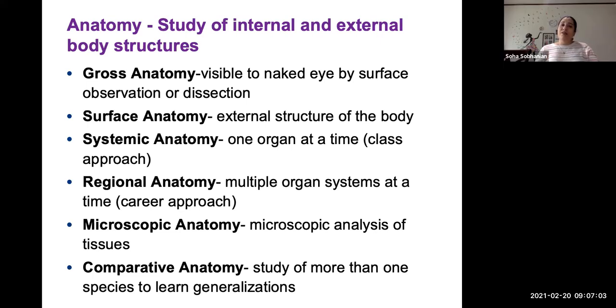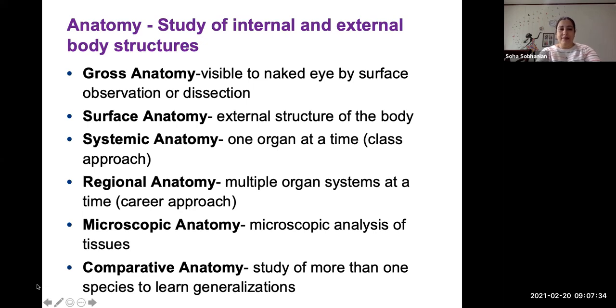This regional anatomy study is what you usually do in med school. They give you an arm and say, learn everything about this arm. Learn about the blood vessels, the nerves, the muscles, the bone, etc. We don't approach it that way. Our approach for our class is systemic anatomy. For instance, one day we're going to spend on cardiovascular, another day on respiratory, another on the urinary system. So we study by systems rather than regions.